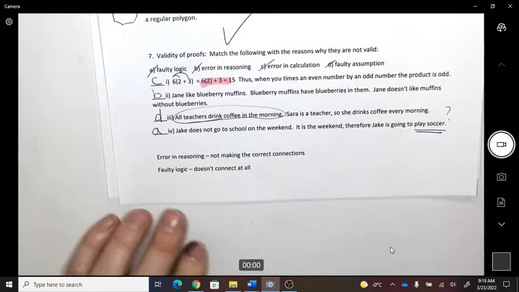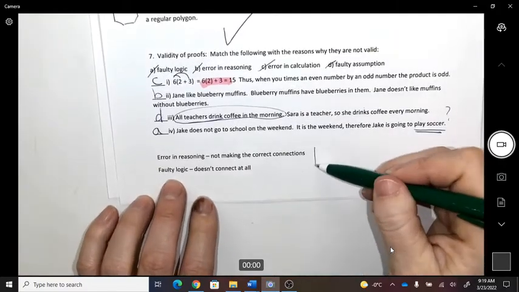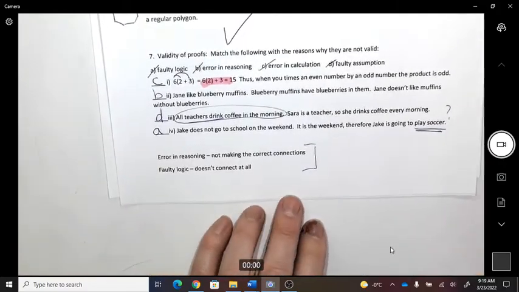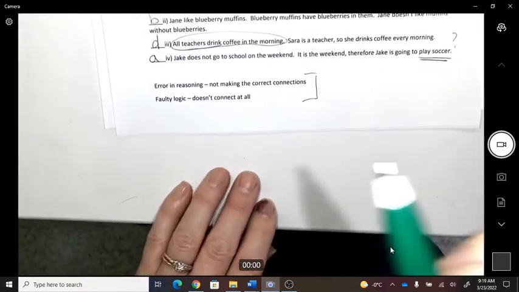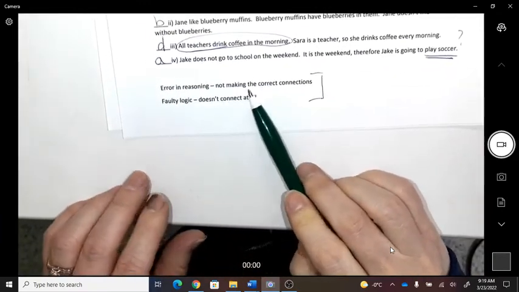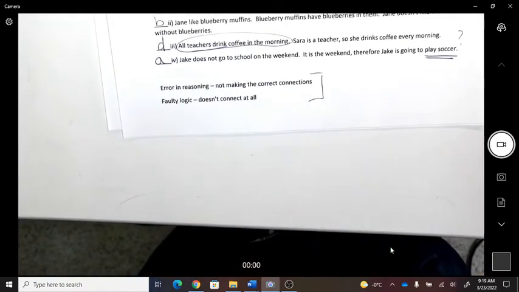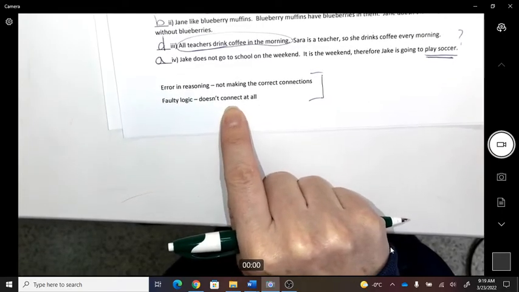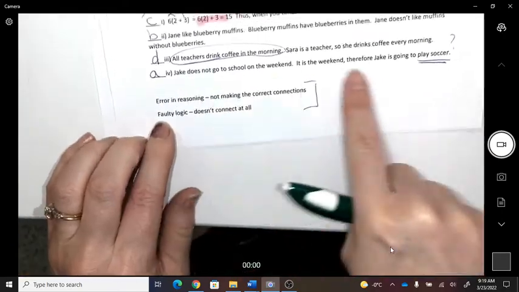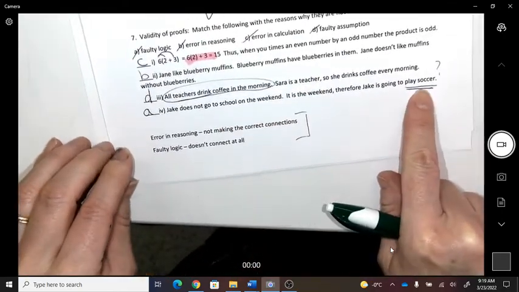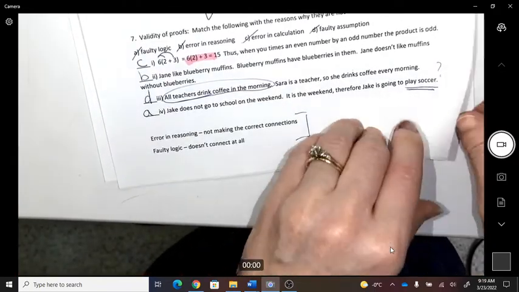Okay? So I made some notes here for you that would be a good idea to write on your cheat sheet, something like this. An error in reasoning is that they're not quite connecting their ideas together properly. The ideas are there, but they're not really tying together. And the faulty logic is that there's just no connection. Like, a weekend, and then there's soccer here. There's just no connection with soccer.